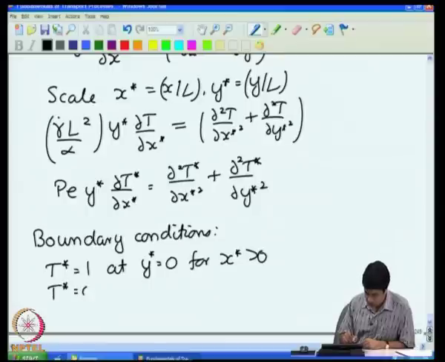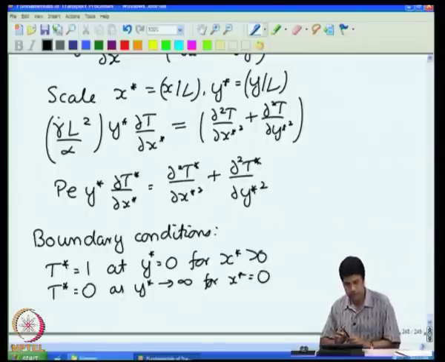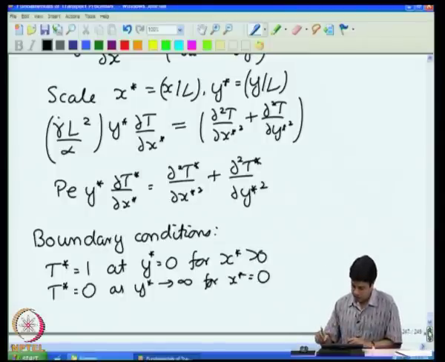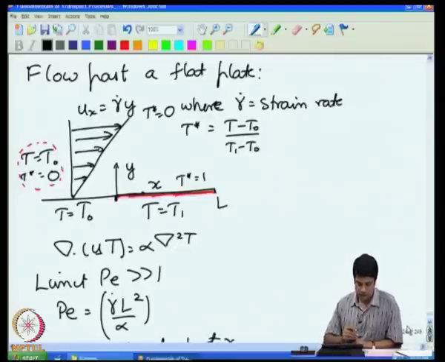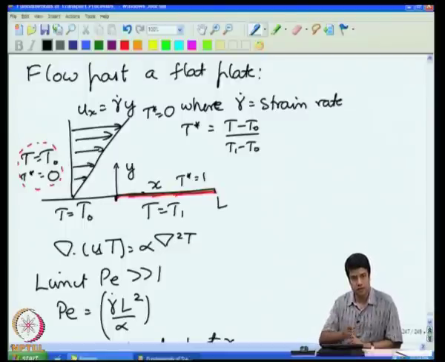And T star is equal to 0 as y star goes to infinity. In addition, fluid that is incident on the plate for x less than 0 has not been heated yet. So, therefore, for x less than 0, for any value of y greater than 0, the temperature should be equal to 0. So, that is the initial condition for the fluid that is incident on this heated section.